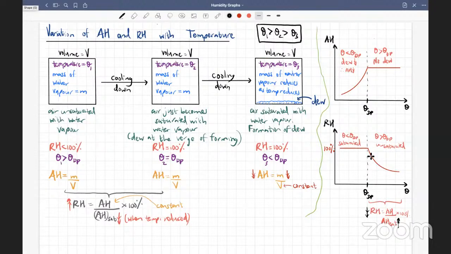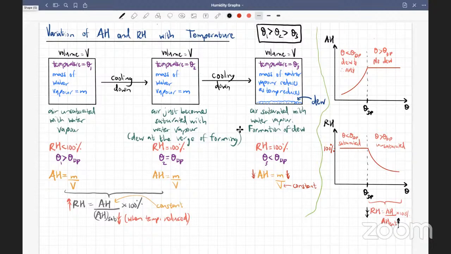Right. So until you reach dew point, the value of RH will keep increasing until 100, and then once your temperature is below dew point, your air is always saturated. Therefore, RH will remain at 100. If you understand these two graphs, it's going to be easy for you to handle questions regarding graphs.